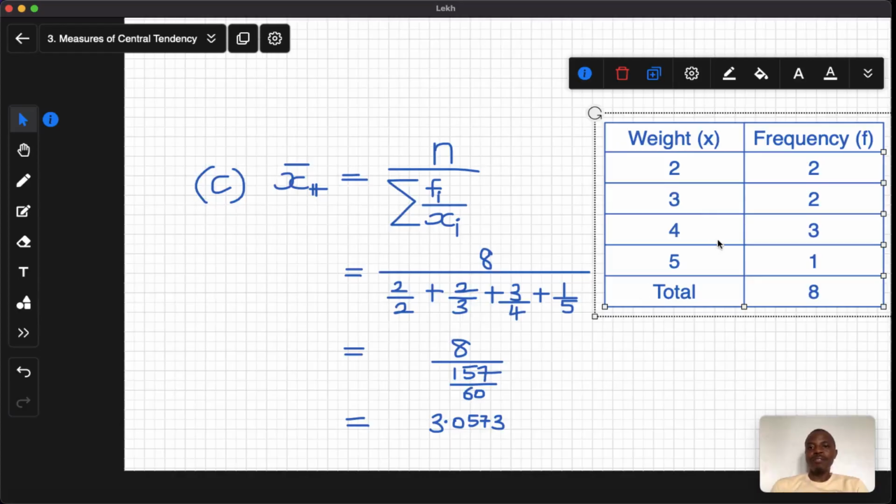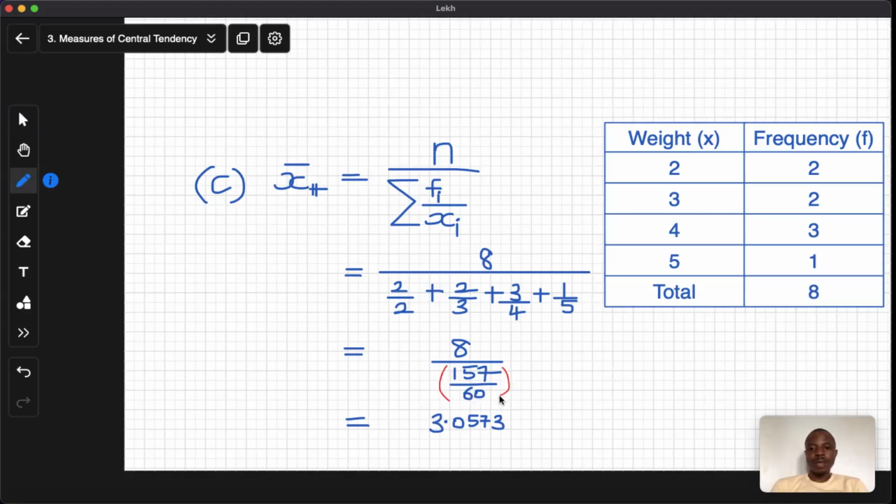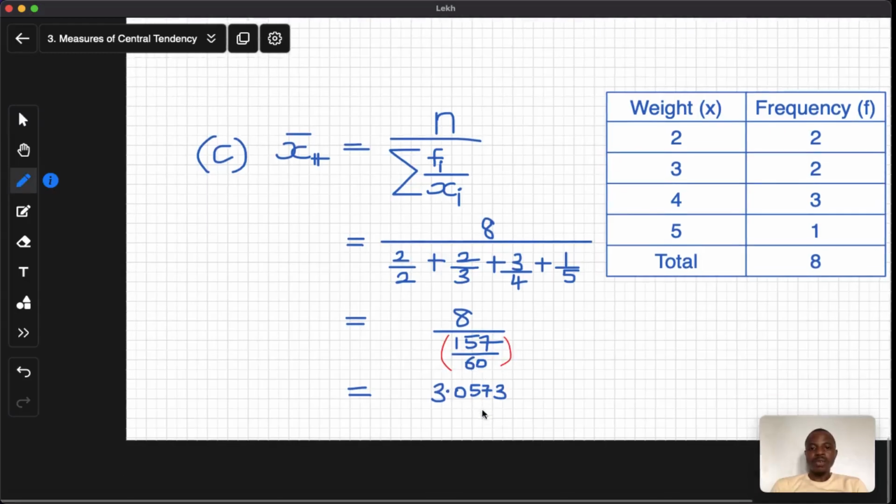Then we have 4. Its frequency is 3, so 3 divided by 4. And then the observation 5, its frequency is 1, so 1 divided by 5. So when we do that, we are going to have 8 divided by 157 over 60. If you like, you may add a bracket here. Now when you solve that, you can punch it on your calculator, and you'll have 3.0573.